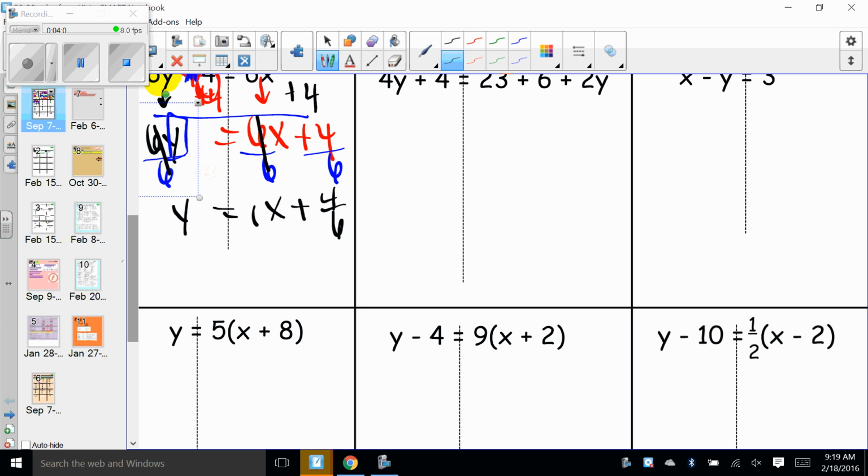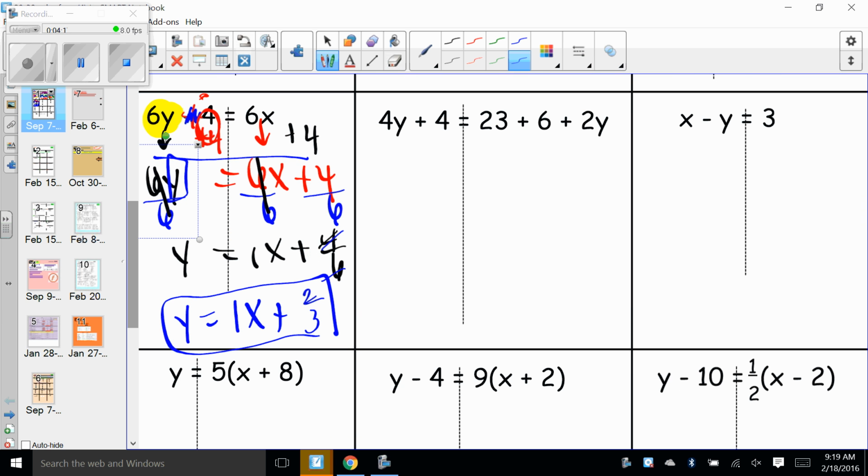So we have y equals mx plus b. But lowest terms on that 4/6, I'm going to divide the top by 2 and the bottom by 2. Back to elementary math there. So we get y equals 1x plus 2/3. Y equals mx plus 2/3.